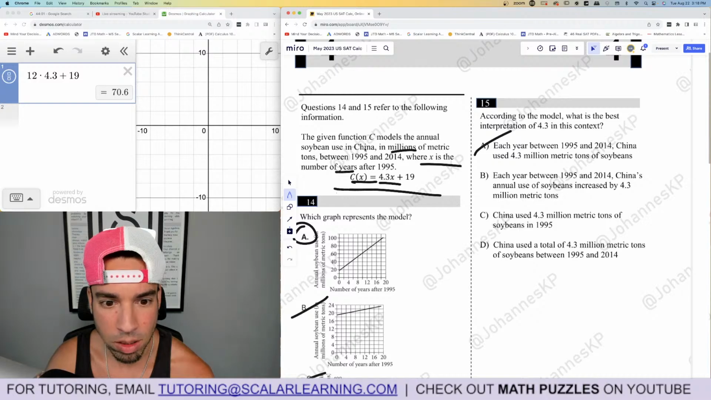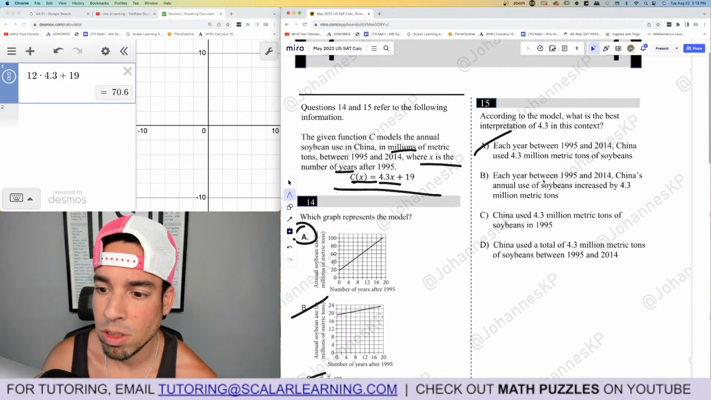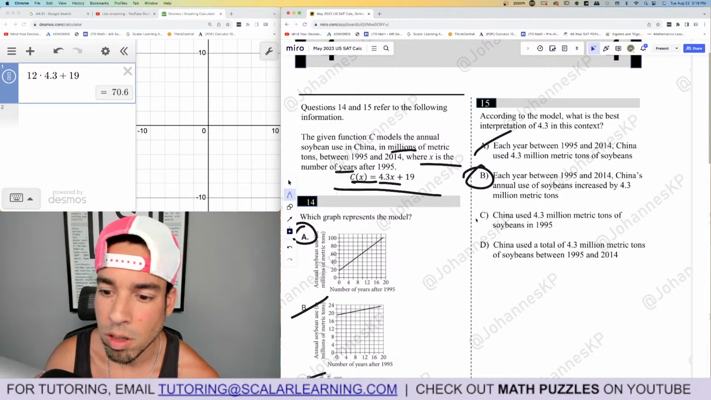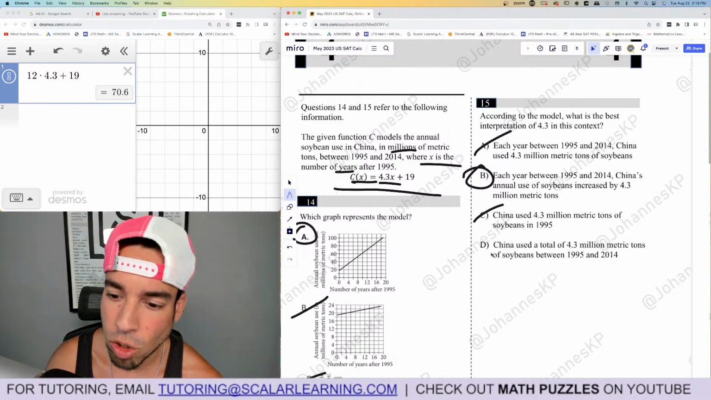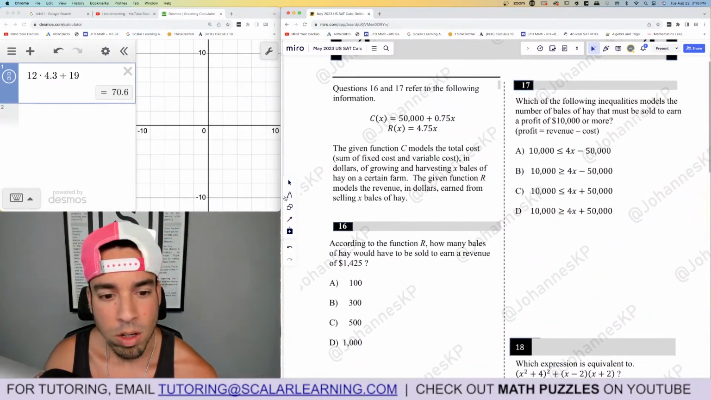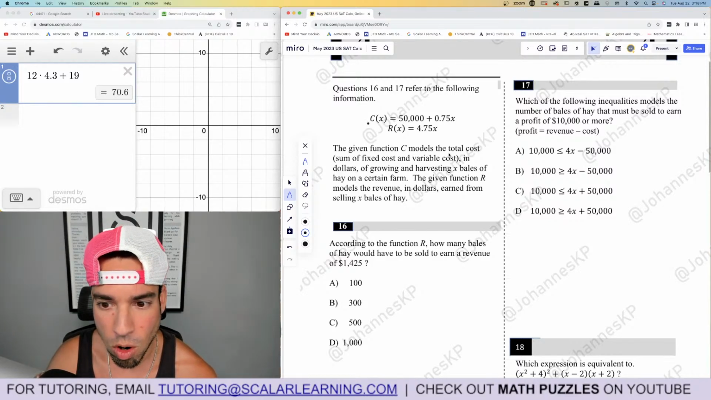How's the annual soybean use in millions? X is the number of years. So each year it's going up by 4.3 million tons. Not the China total, no. Slope, the rate of change each year. Boom. And 16, two functions, cost and revenue.